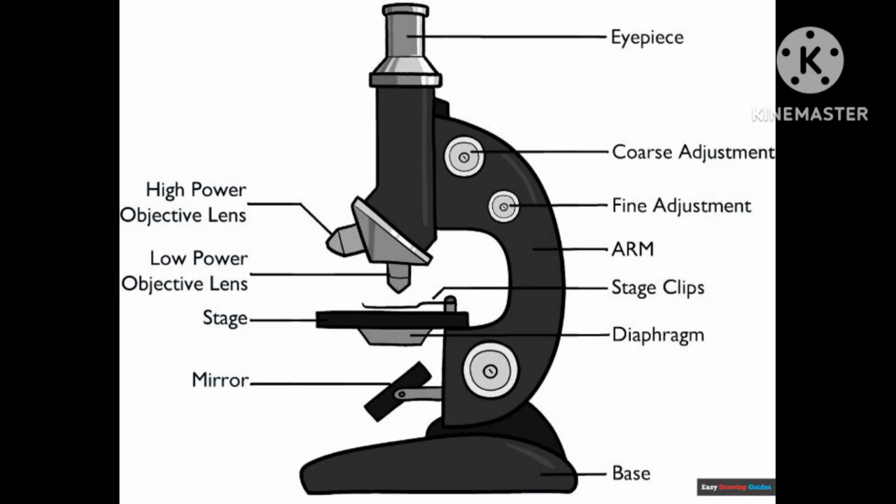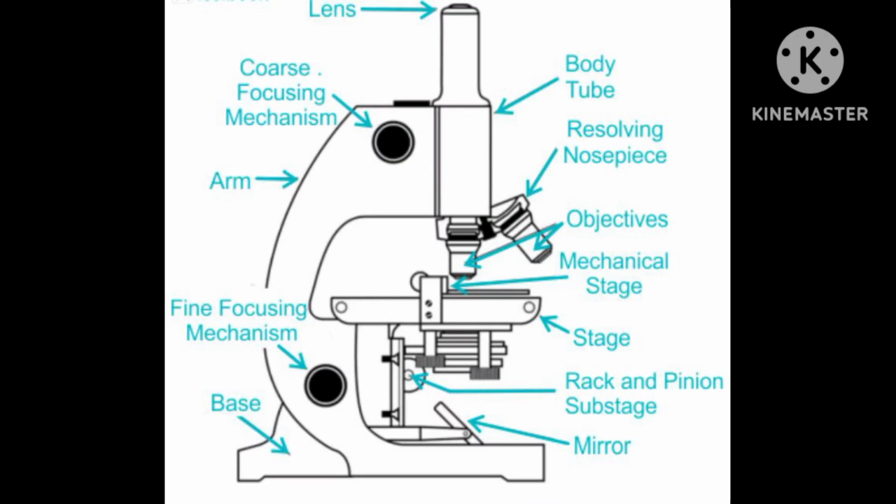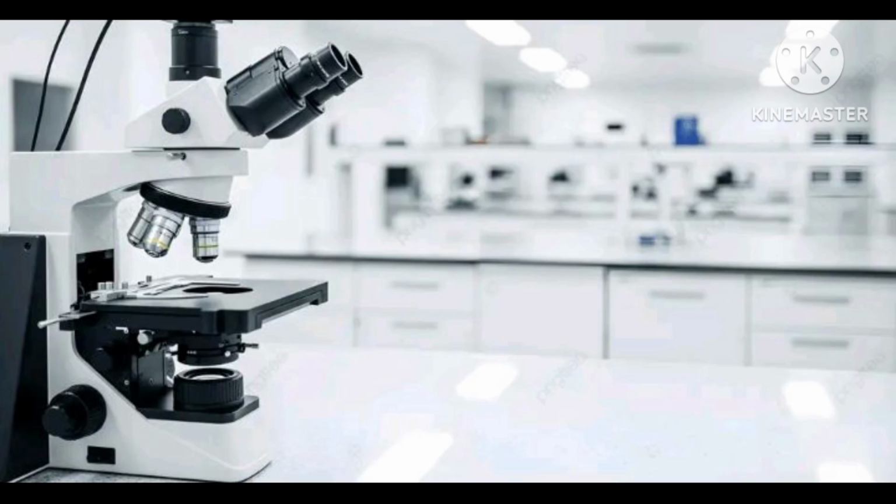First one is head. The head is a cylindrical metal tube that holds the eyepiece lens at one end and connects to the nosepiece at the other. It is also called a body tube or eyepiece tube. It connects the eyepiece lens to the objective lens. The light coming from the objectives will bend inside this tube. In binocular microscopes, the eyepieces are adjustable so the viewer can set them for optimal viewing.